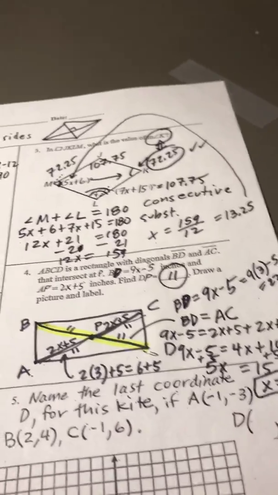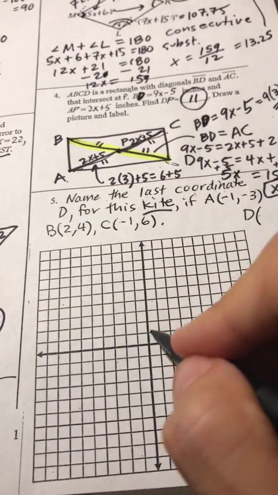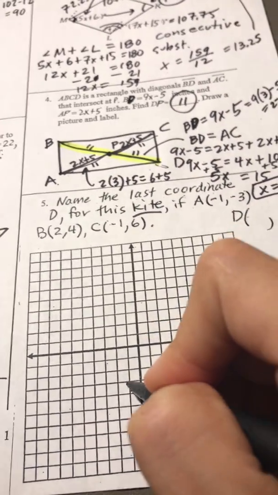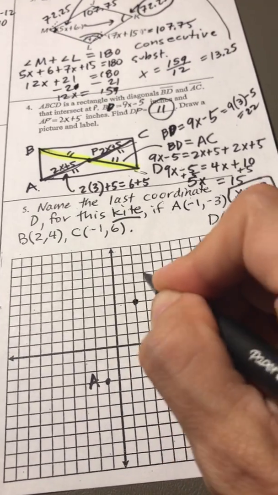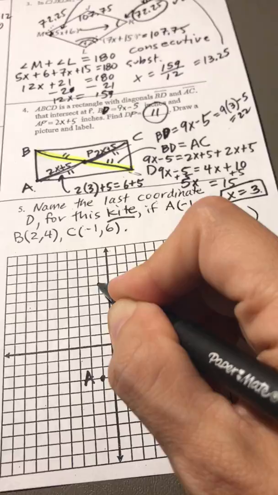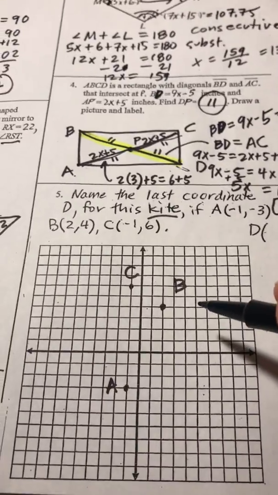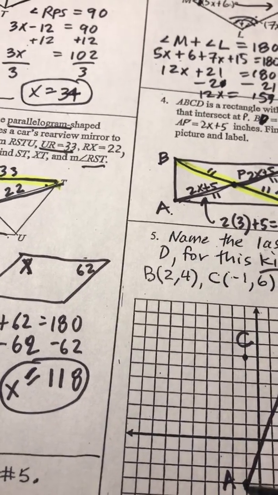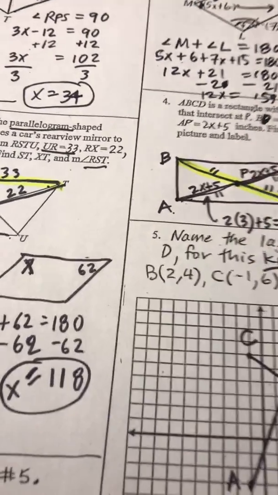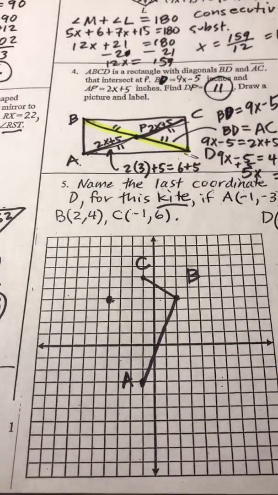Good job. Okay, 5. So we're trying to make a kite. So let's see how that would work. I'm going to go -1, -3, 2, 4, -1, 6. And I want to make a kite. So there's probably more than one answer here, but I'm just going to go with it. Probably the most common answer would be probably there. Does that make sense to everybody?